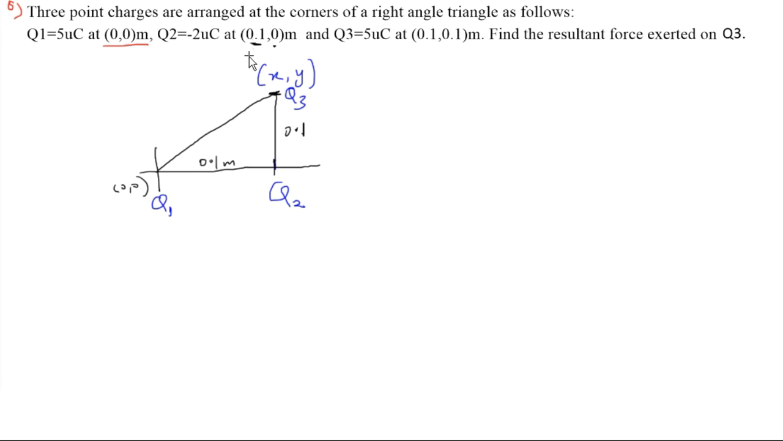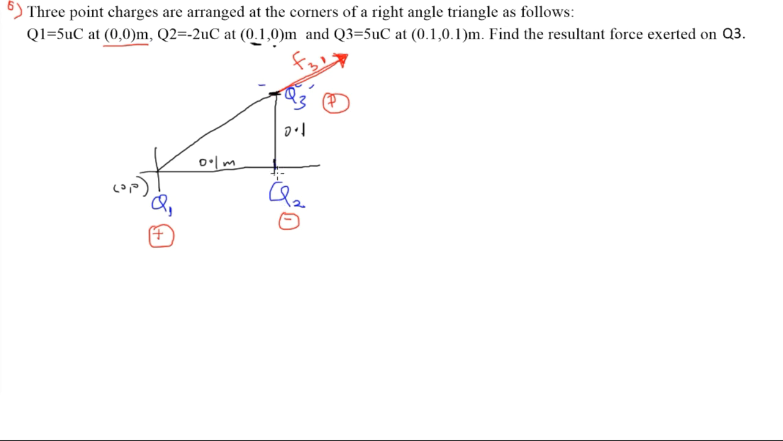The first thing is to see the direction of the force. Let me note the signs: q1 is positive, q2 is negative, and q3 is positive. So by putting q3 on the corner of the right angle triangle, it will feel a force. Let me start from q1. It will feel a force due to q1, and because q1 is positive and q3 is also positive, it has to be repulsive, that is they will repel. So it will move backwards in this direction. This is the force on charge 3 due to charge 1.